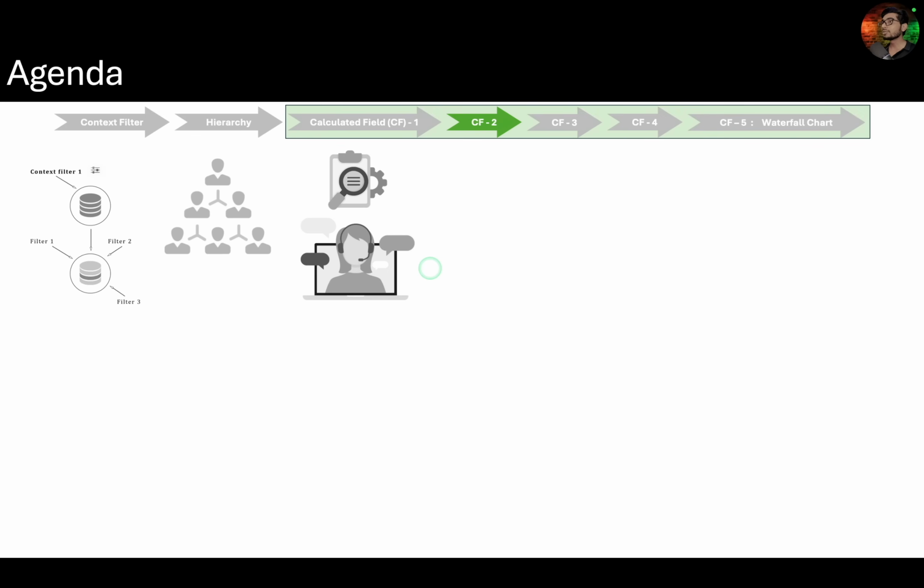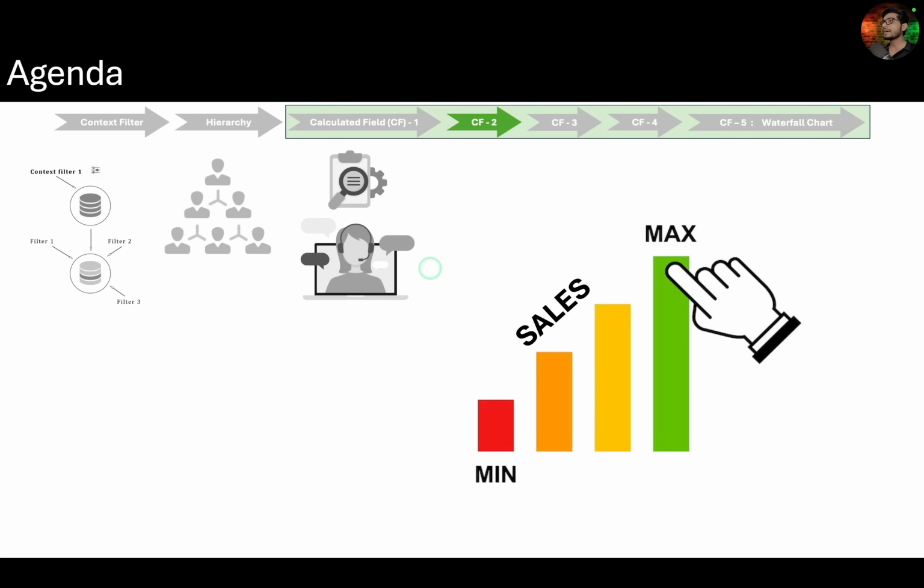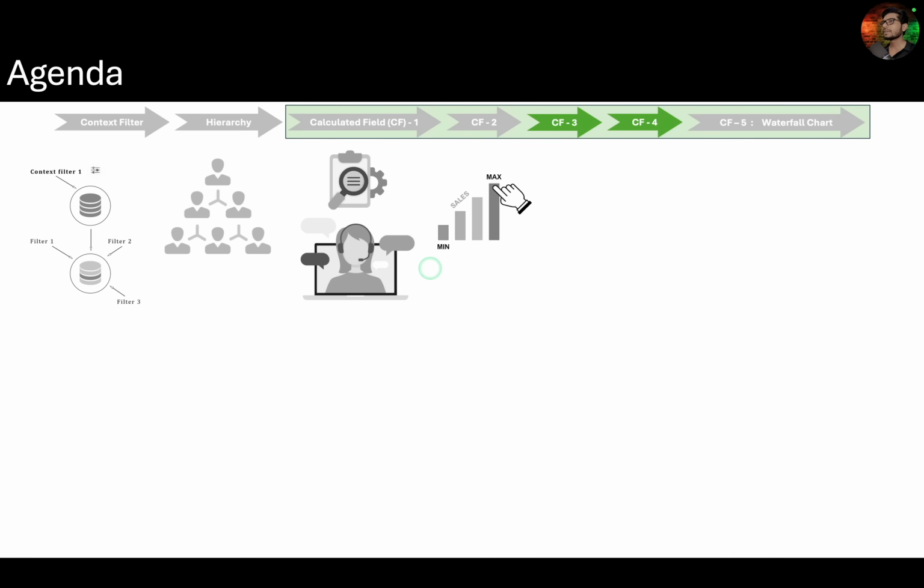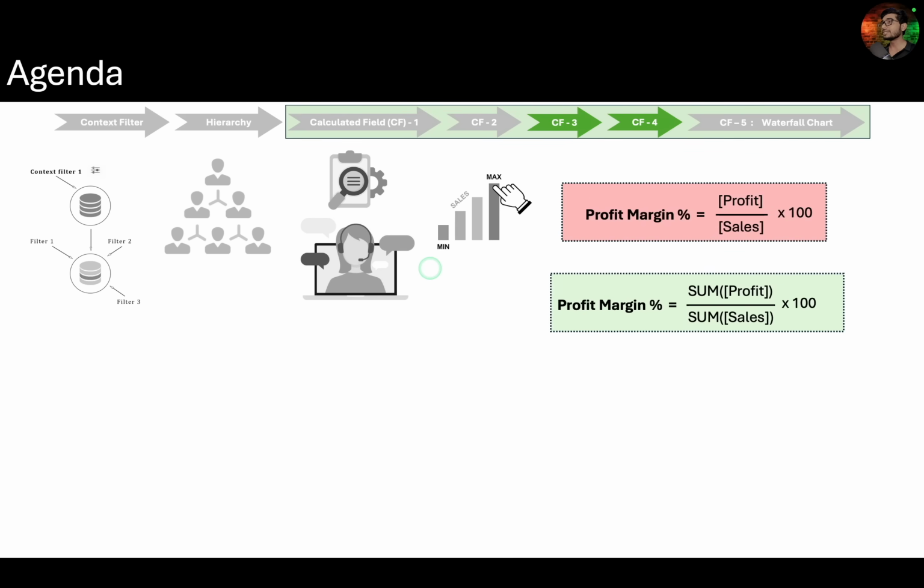After that, to demonstrate a more fundamental use of calculated fields, we'll tackle a simple business problem, identifying the minimum and maximum sales for each product subcategory. The problem seems simple, but we will do it with the help of calculated fields to gain a fundamental understanding of the concept. Next, we will cover one of the most important aspects of calculated fields in Tableau, learning how to correctly formulate basic calculations like profit margin percentage.